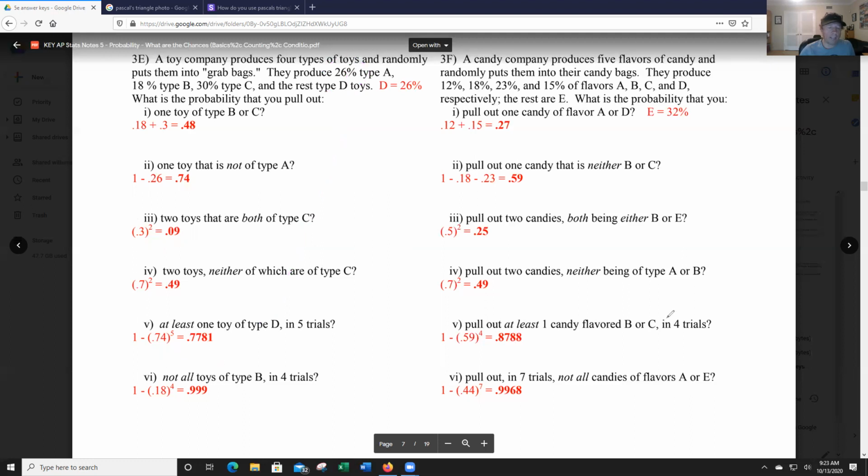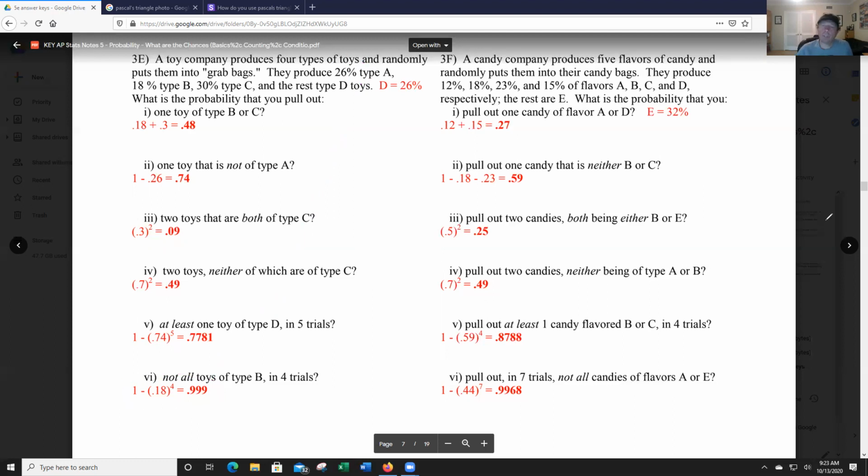Done it a lot. Now, the next one, not all toys of type B in 4 trials. Not all of type B. Well, not all of them are B. That would be this pretty simple problem. Take type B to the 4th power and go 1 minus that.